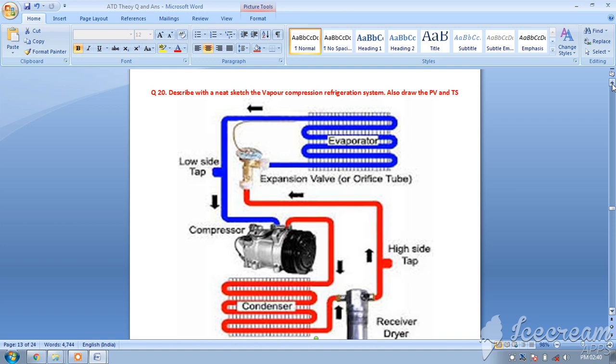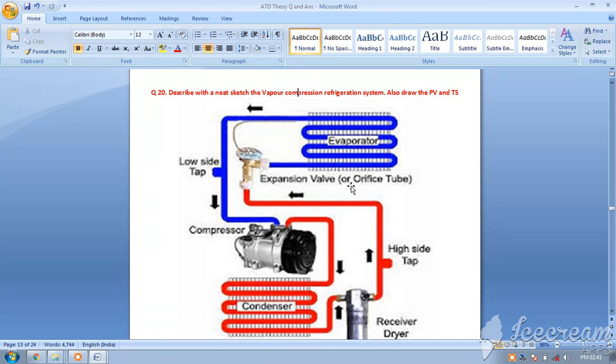And in refrigeration we will take the first topic, that is describe with a neat sketch the vapor compression refrigeration system, and we will see the PV diagram. As the name suggests, in a vapor compression refrigeration system the liquid refrigerant on gaining heat becomes vapor, and then that vapor is compressed. This is how the refrigeration system works.